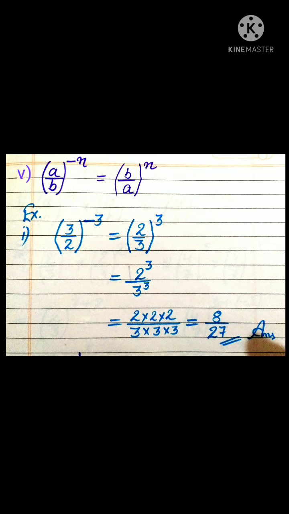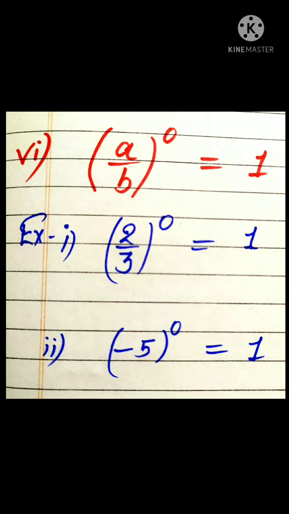So same in the example, like 3 upon 2, it is having whole power minus 3, so we will find the reciprocal of this 3 upon 2, it will become 2 upon 3 and this minus 3 will become plus 3, that means the power will become positive. Now it can be written as 2 to the power 3 upon 3 to the power 3, then we will expand this and multiply, we will get 8 upon 27, which will be our final answer.